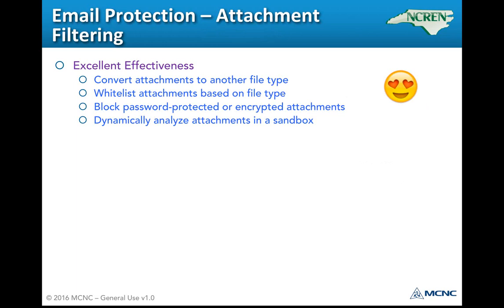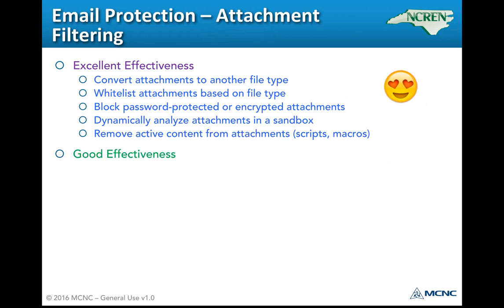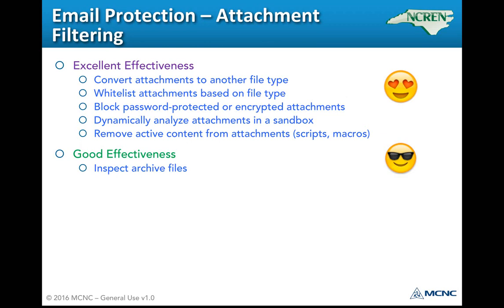Removing active content from attachments. So we saw before they recommended removing active content from the message body. Here they're saying do the same thing for attachments. So remove macros and things like that from documents that are attachments to emails. Under the heading of good effectiveness, they say you should inspect archive files. So this means look inside of zips, look inside of tar files, inspect them for any malware or things like that. Average effectiveness, whitelisting attachments based on file extension.